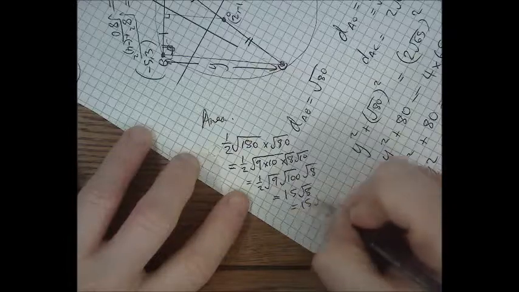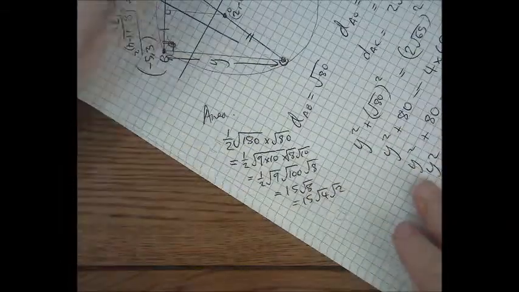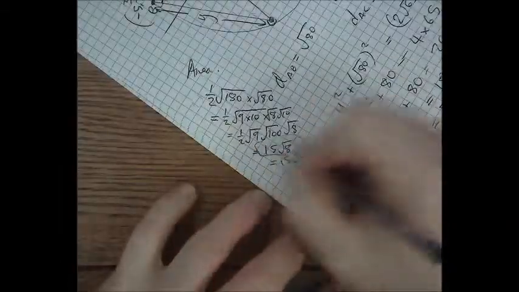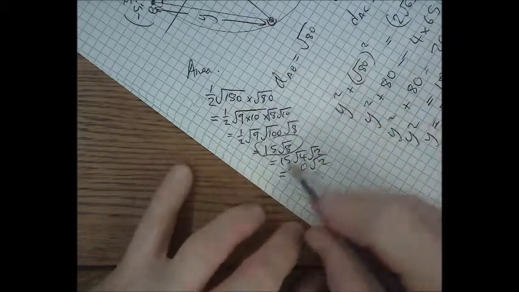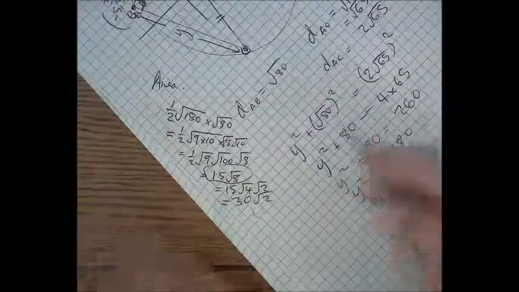And why not simplify this? I mean, this would get you full marks. Just doing a bit of surds revision for you. That's 15, that's a 2, so that's why that's a 30. So that's the area of the triangle.